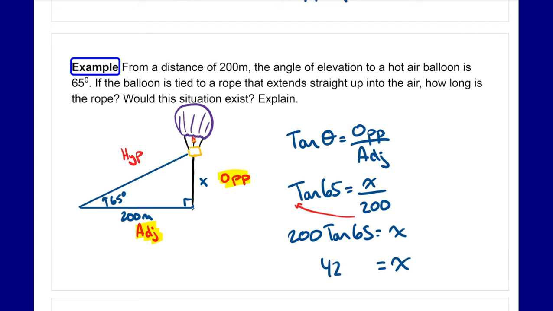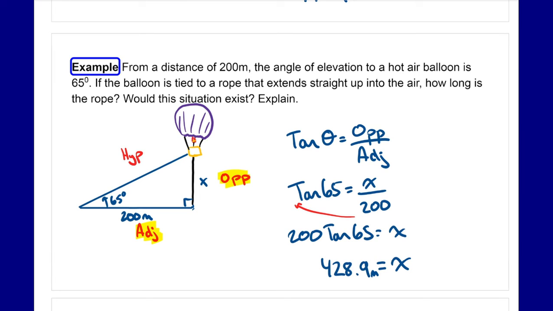And I get 428.9 meters. So the balloon is tied to a rope, and the rope is 428.9 or 429 meters long. So would this situation exist? You could argue no, that's a very long piece of rope.